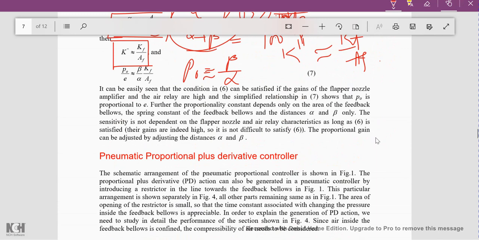So k double dash is what now? Kf by af times e. This is the output which is being controlled by the input e, and this is the proportionality constant of that controller. Therefore it is a proportional controller.